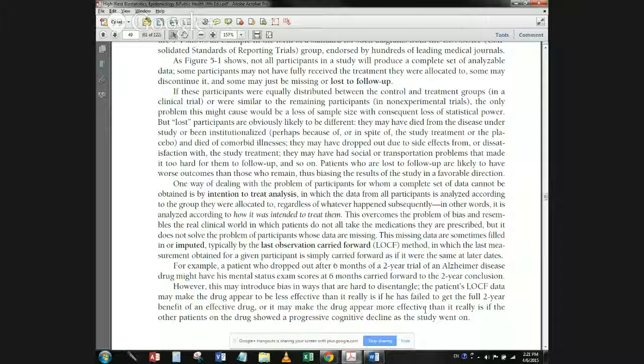This missing data are sometimes filled in or imputed, typically by the last observation carried forward method, in which the last measurement obtained for a given participant is simply carried forward as if it were the same at later dates. For example, a patient who dropped out after 6 months of a 2 year trial of an Alzheimer's disease drug might have his mental status exam scores at 6 months carried forward to the 2 year conclusion. However, this may introduce bias in ways that are hard to disentangle. The patient's last observation carried forward data might make the drug appear to be less effective than it really is if he has failed to get the 2 year benefit of an effective drug, or it may make the drug appear more effective than it really is if the other patients on the drug showed a progressive cognitive decline as the study went on.